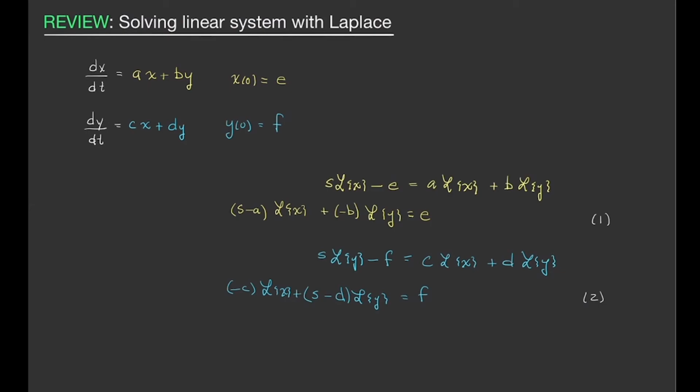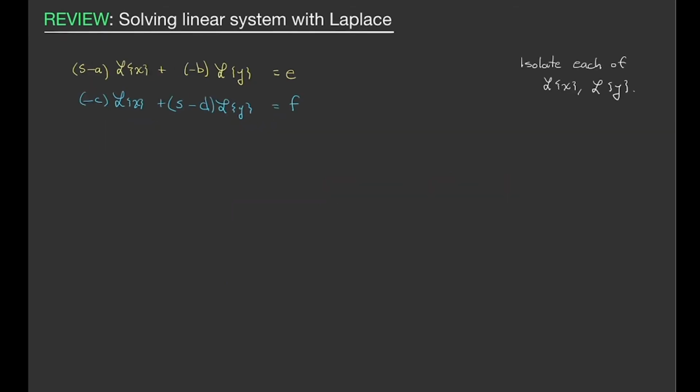The first step of applying Laplace transform to a system is to get a system of equations, namely equation 1 and equation 2. And from there, we're going to solve individually for L of x and L of y. So we've done our first step. Next, what we'll do is isolate each of L of x and L of y. Since we're trying to isolate each of L of x and L of y, what we want to do is eliminate one of them to start with. Let's try eliminating L of x so that we can isolate L of y.